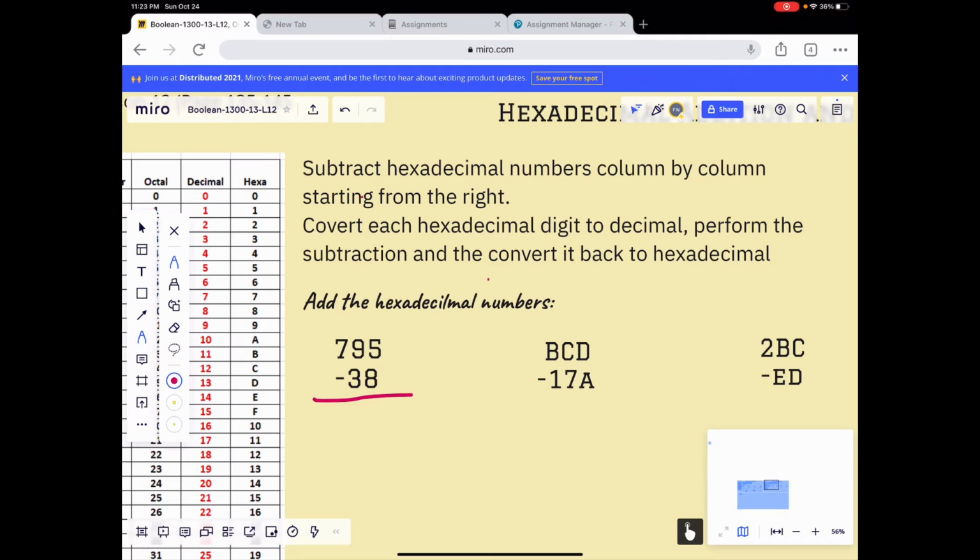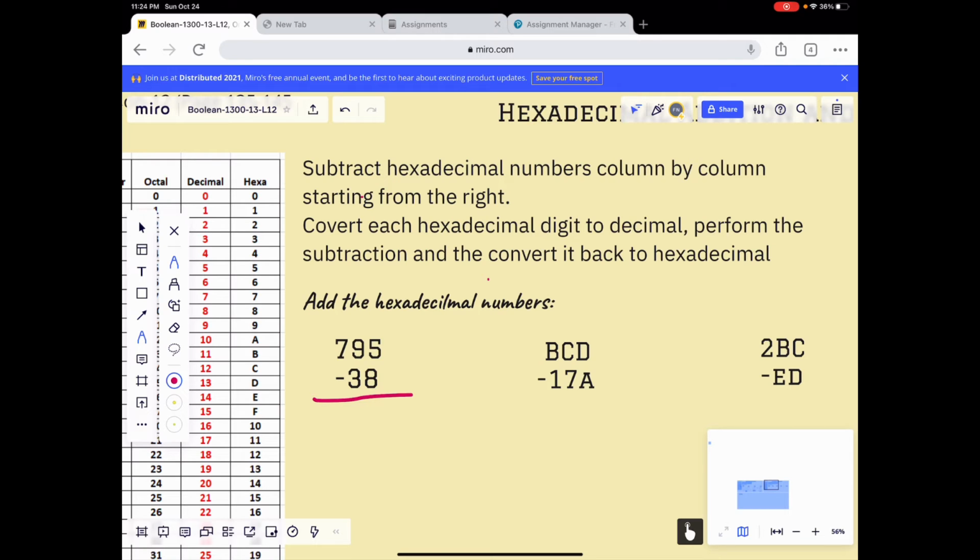In decimal, when a small number cannot subtract a big number, you borrow from the next unit to your left. So you borrow 10, right? Like 5 subtract 8, you cannot, so you borrow 10. But in hexadecimal, instead of borrowing 10, you borrow 16.